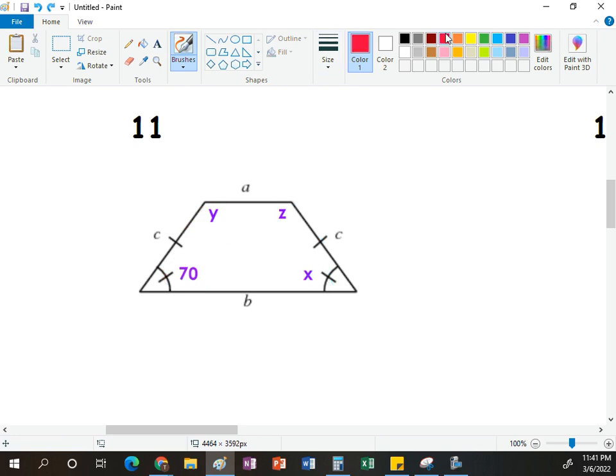However, this shape is an isosceles trapezoid, so this side on the left matches this side on the right, which means the angle pairs will repeat. In other words, the two measures you get for the angles on the left will be the same as the two angles that we get on the right.